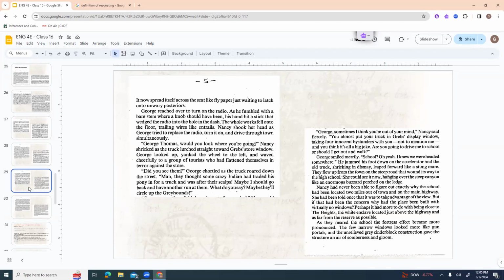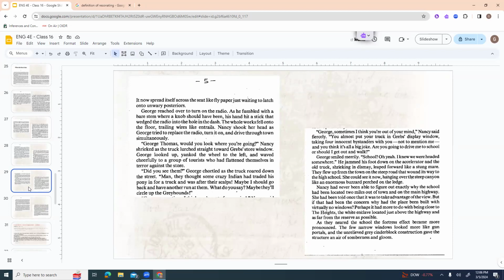George reached over to turn on the radio. As he fumbled with a bare stem where a knob should have been, his hand hit a stick that wedged the radio into the hole in the dash. The whole works fell onto the floor, trailing wires like entrails.